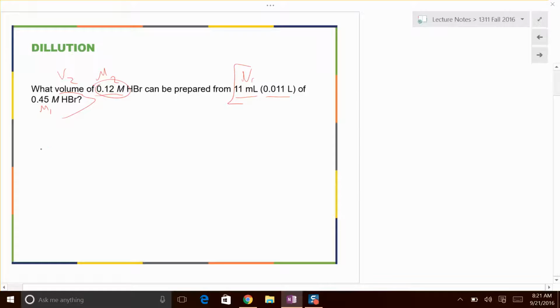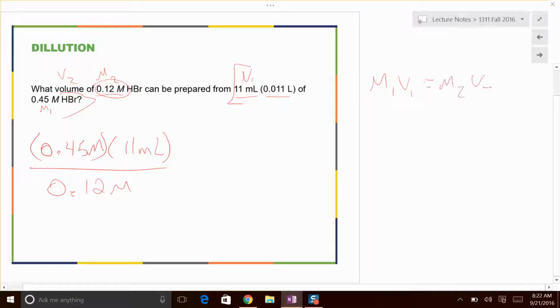Okay? So 0.45 molar times 11 milliliters divided by 0.12 molar HBr. Okay? If I solve it out here, M1 V1 equals M2 V2. I'll be solving for V2. Okay? V2 equals M1 V1 divided by M2. I just bring this M2 down and I isolate V2, right? So that's what I'm doing here. M1 V1 divided by M2. So 0.45 times 11 divided by 0.12. What do I get?